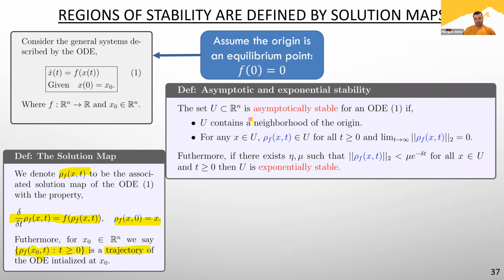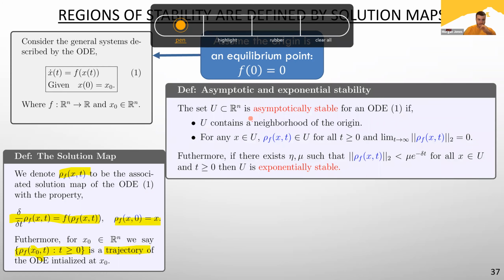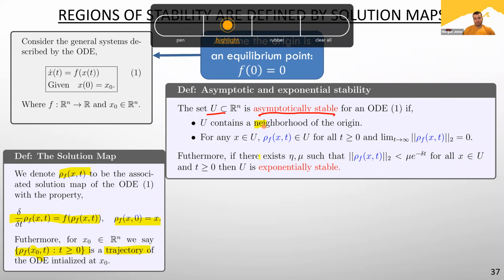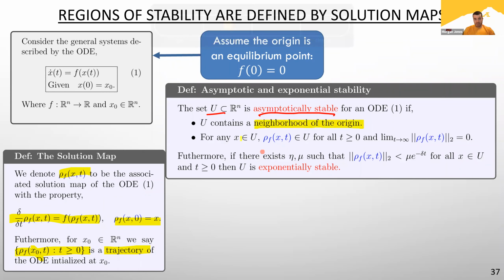So next we'll define what stability is mathematically. We say a set U is asymptotically stable if it contains a neighborhood of the origin, and for any initial condition in U, the solution map stays in U, and also the solution map converges to the origin. Furthermore, if this rate of convergence to the origin is bounded by an exponential function, we call this exponentially stable.